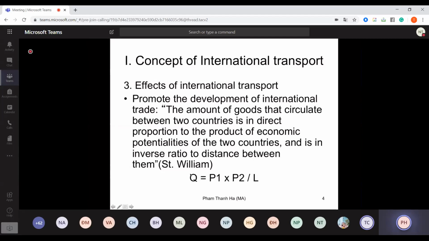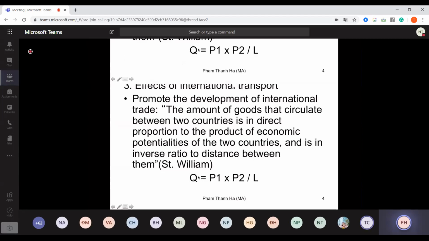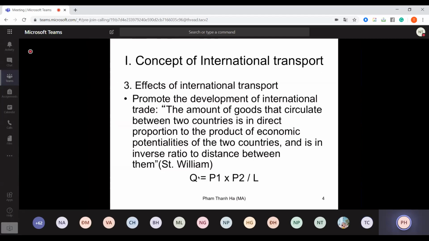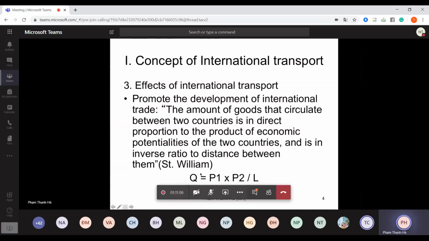So from this formula, we can say that if we want to increase Q, it means we want to increase the volume of the goods that circulate between the two countries, if we want to promote the development of international trade. So what are the ways? Based on this formula only, if we want to increase Q, how to do so? We can increase P1 and P2. Increase P1 and P2? Any other ways?